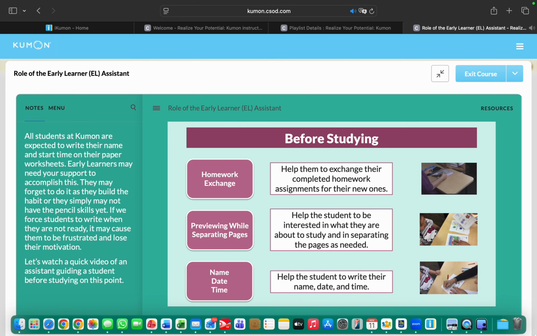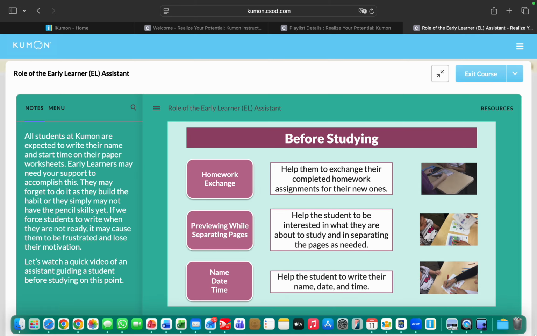All students at Kumon are expected to write their name and start time on their paper worksheets. Early learners may need your support to accomplish this. They may forget to do it as they build the habit, or they simply may not have the pencil skills yet. If we force students to write when they are not ready, it may cause them to be frustrated and lose their motivation. Let's watch a quick video of an assistant guiding a student before studying on this point.